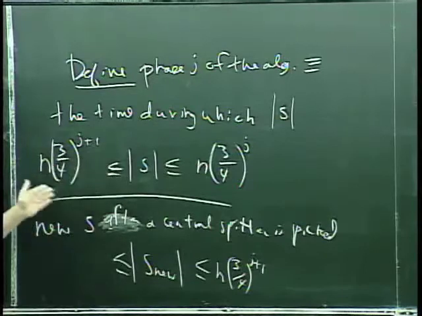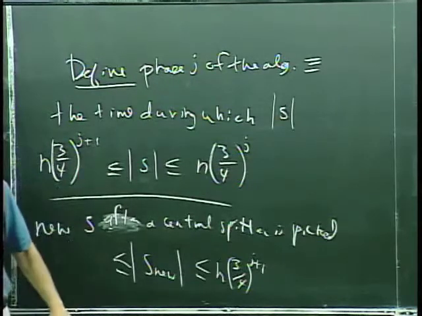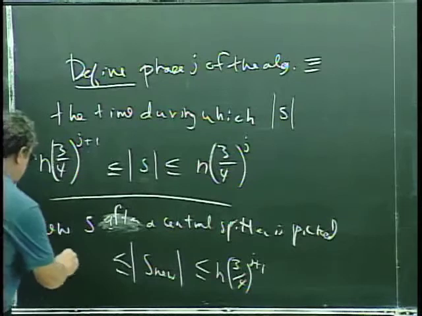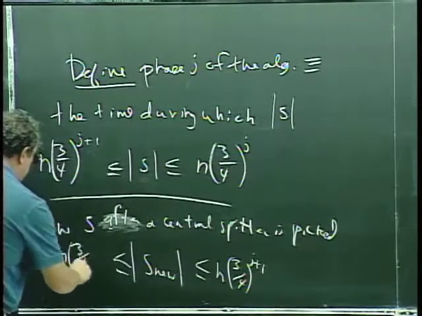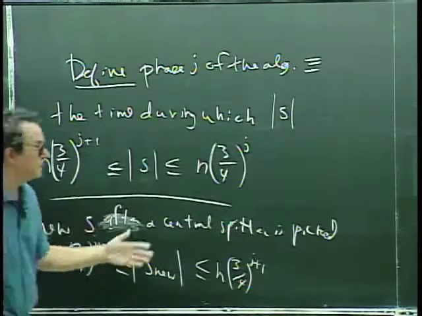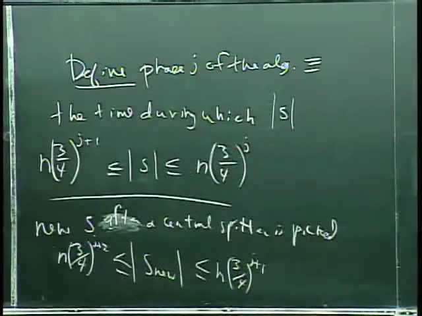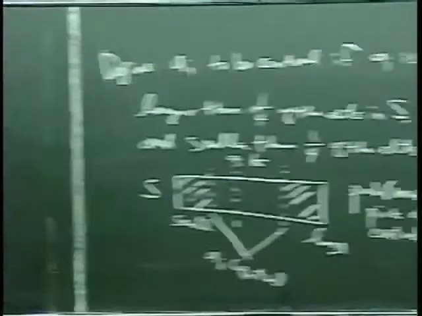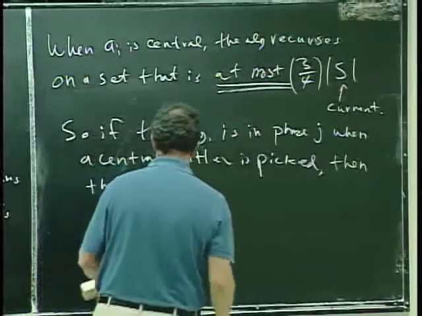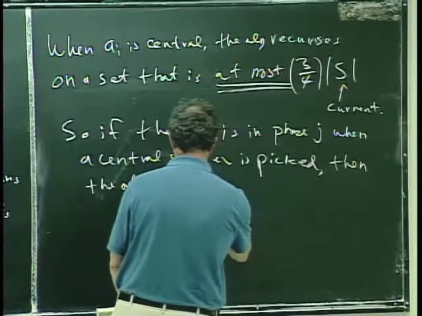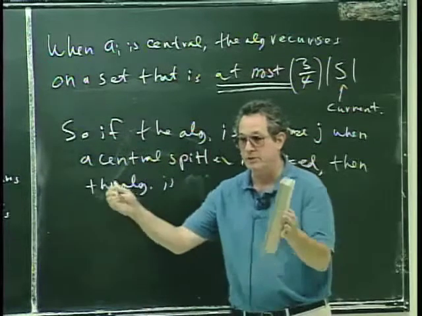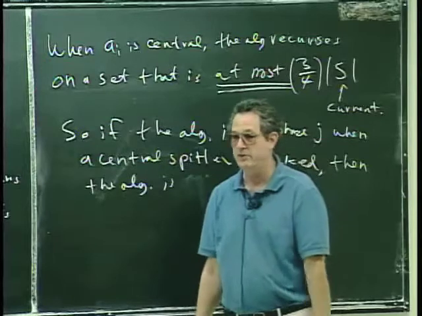We knew before that it was at least this big, and now it's 3/4 or less even of what it used to be. So all we can say about what it is, n to the 3/4, j plus 2. Okay? So after you pick a central splitter, if you're in phase j and you pick a central splitter, then the algorithm is in, well, I was going to put up the algorithm is in phase j plus 1, but it really depends on how much smaller it got. But it's certainly not in phase j anymore, okay?